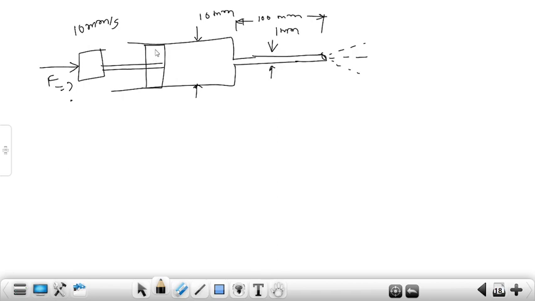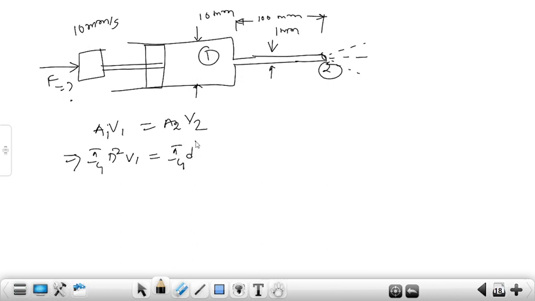So applying the continuity equation between point 1 and point 2. So area A1 into V1 is equal to A2 into V2. So pi by 4 capital D square into V1 is equal to pi by 4 small d square into V2. So pi by 4 cancels, and V2 is equal to capital D divided by small d, square, into V1.